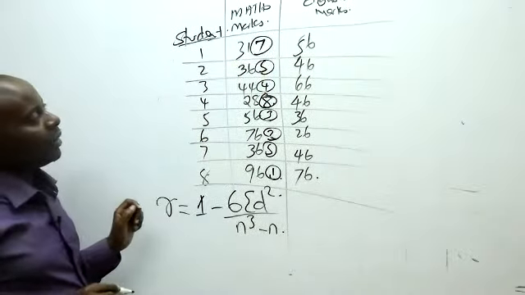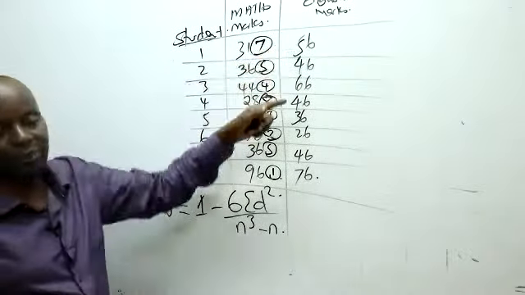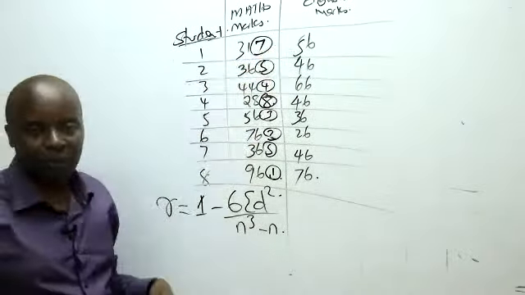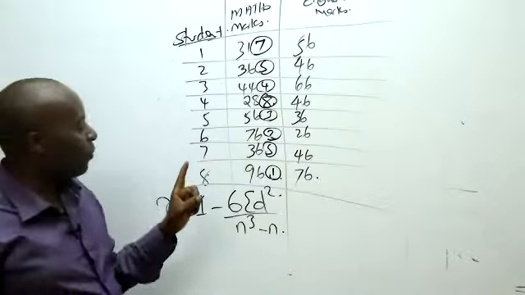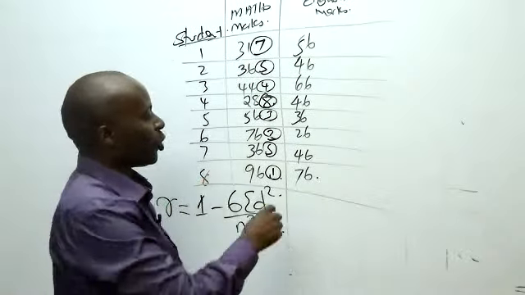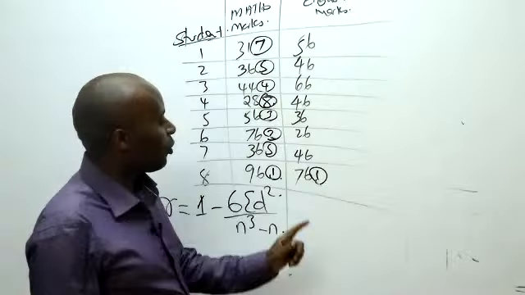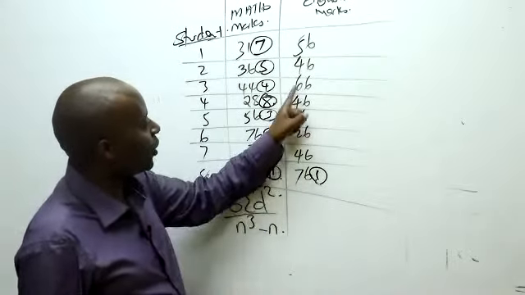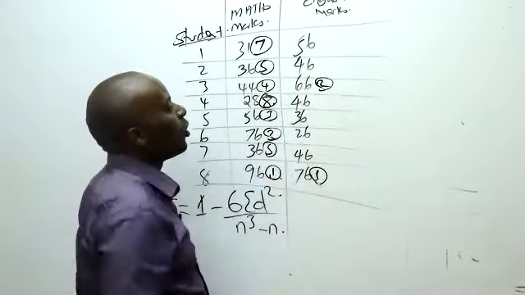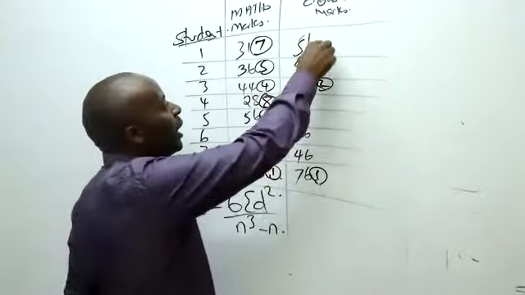Now, ladies and gentlemen, I would want us to rank these students on the basis of English. So for English, look for the one who has scored best. The one who has scored best apparently is student number 8. So give him the first position. From 76, the next one is 66. Give this person the second position. Give this person the third position.